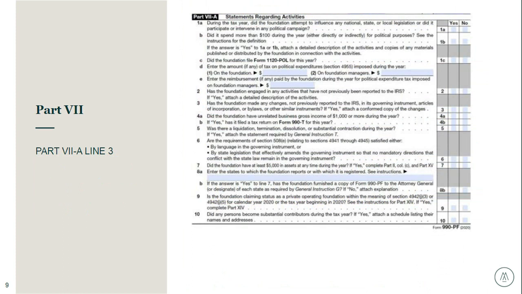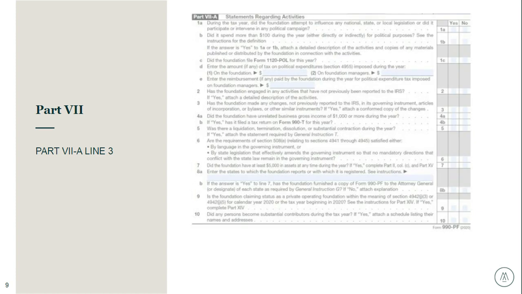Page 4. Here we would like to highlight the importance of trigger questions and the impact of responses or partaking in these activities. Part 7A, line 3. Changes not previously reported to the IRS. You should check yes if the organization updated documents, and for example, if you have updated a new copy of bylaws, a copy of those should be attached with the annual return.